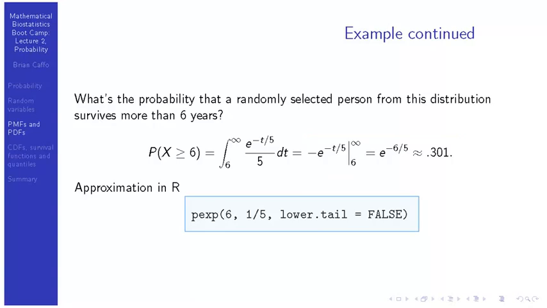1/5 represents this parameter 5 that you see in the exponential distribution. Lower.tail equals FALSE means that we want the probability of being larger than 6 rather than the probability of being smaller than 6. So lower.tail equals TRUE would give you 6 or smaller. Lower.tail equals FALSE will give you 6 or larger.